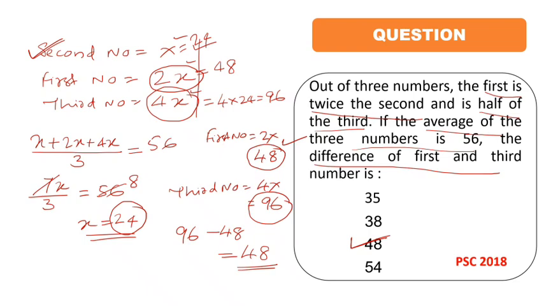Now what actually do we need to find out here? The difference between the first and third. When we find the difference between the first and third, we can say 96 minus 48 is equal to 48. So accordingly, we mark the correct option as 48.